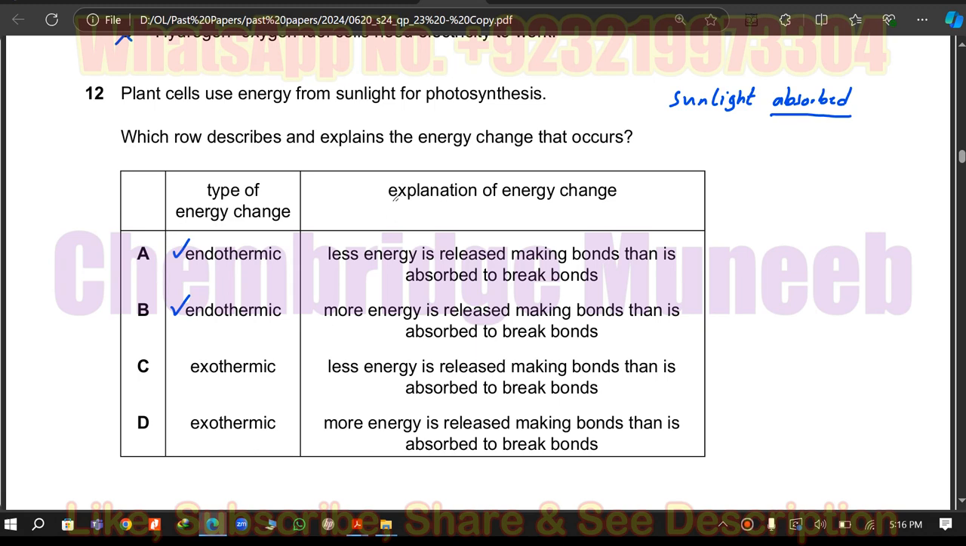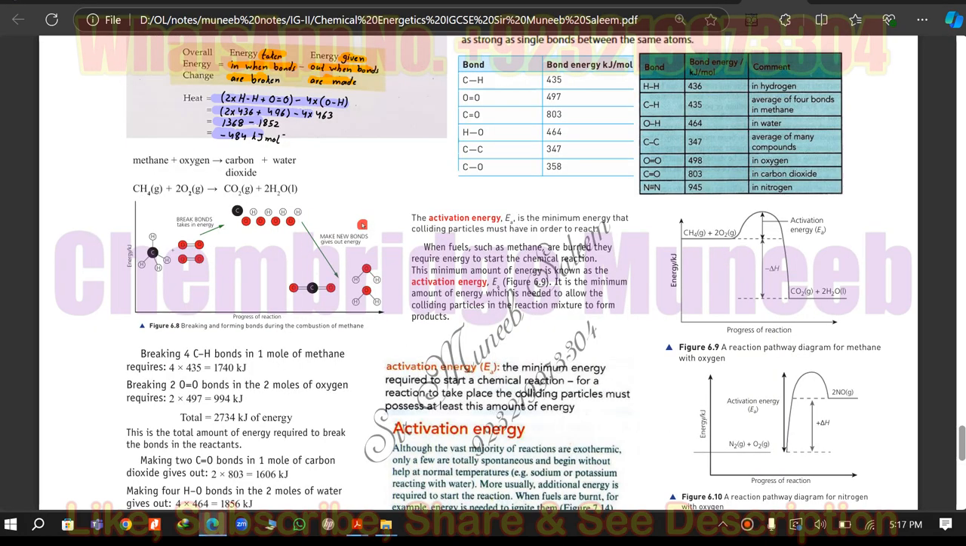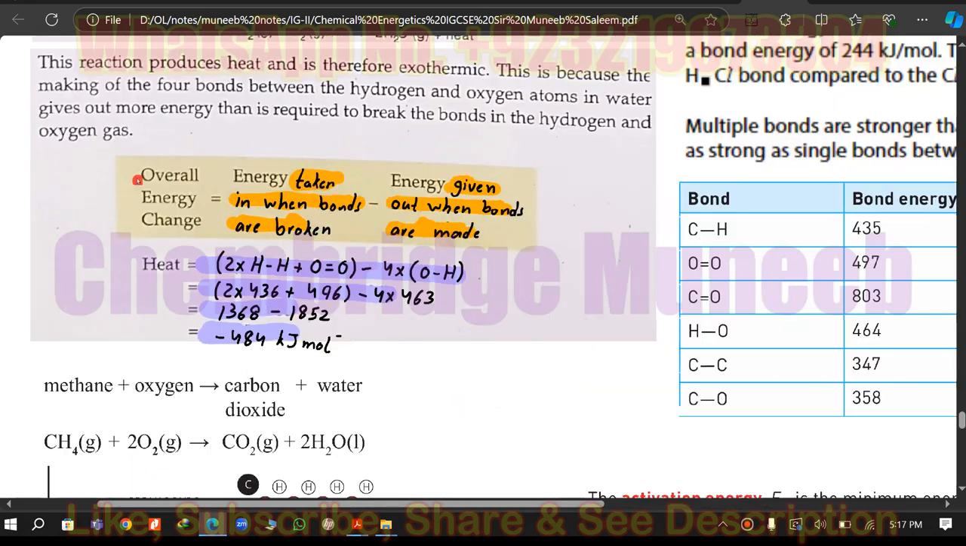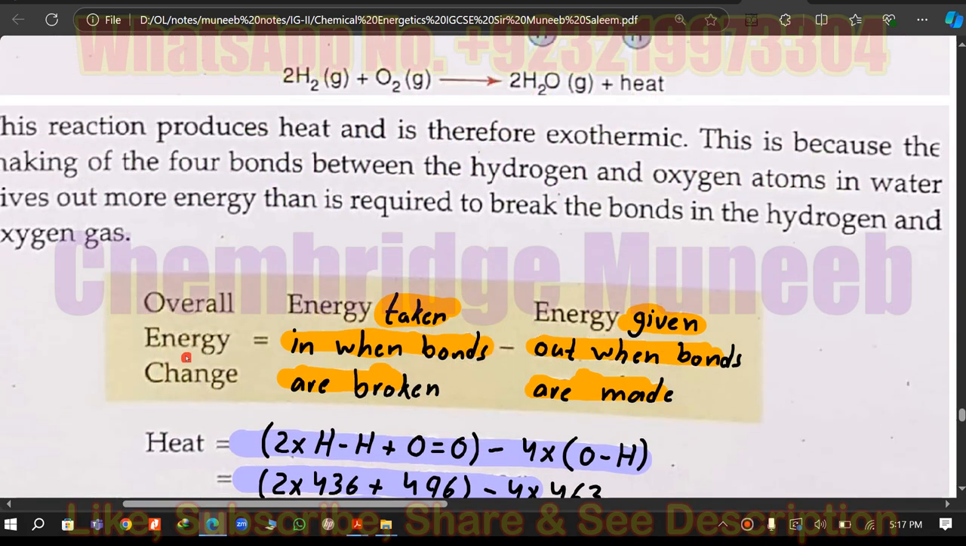But then what is the explanation for this energy change? For endothermic we will consider that delta H has a positive value. The endothermic is shown by positive delta H. But what is the explanation? For the explanation we need to look into the theory. So I will show you my notes of all levels. In my notes you can see that this is the formula to find the enthalpy or energy change. The formula is energy taken in when bonds are broken minus energy given out when bonds are made.